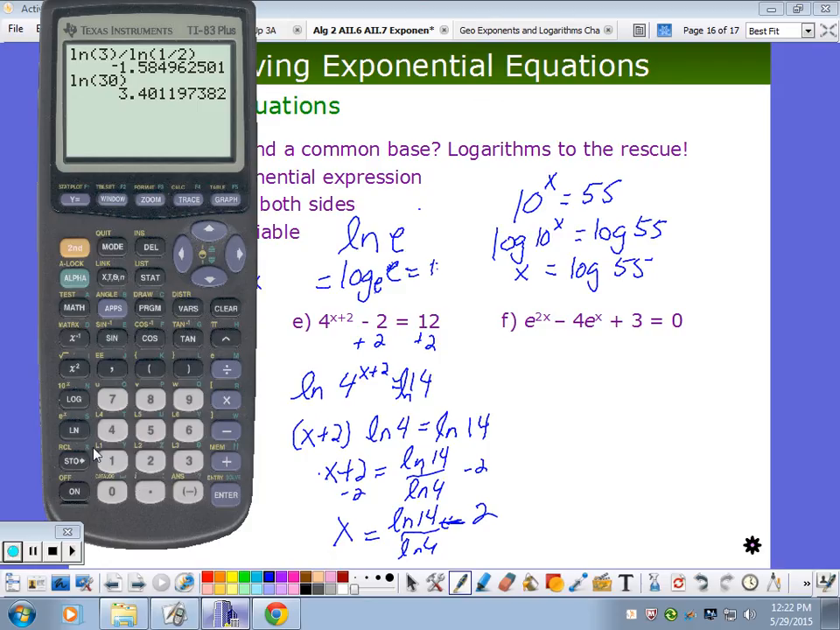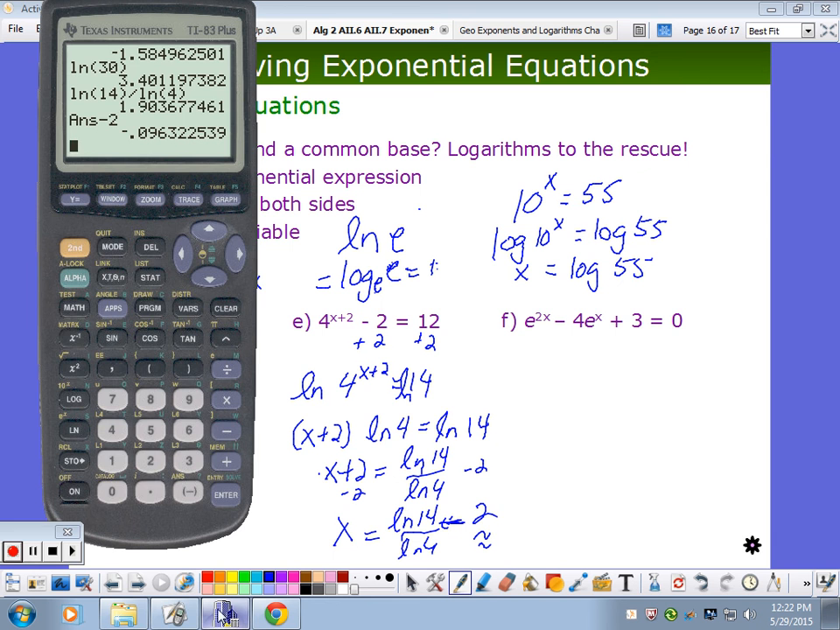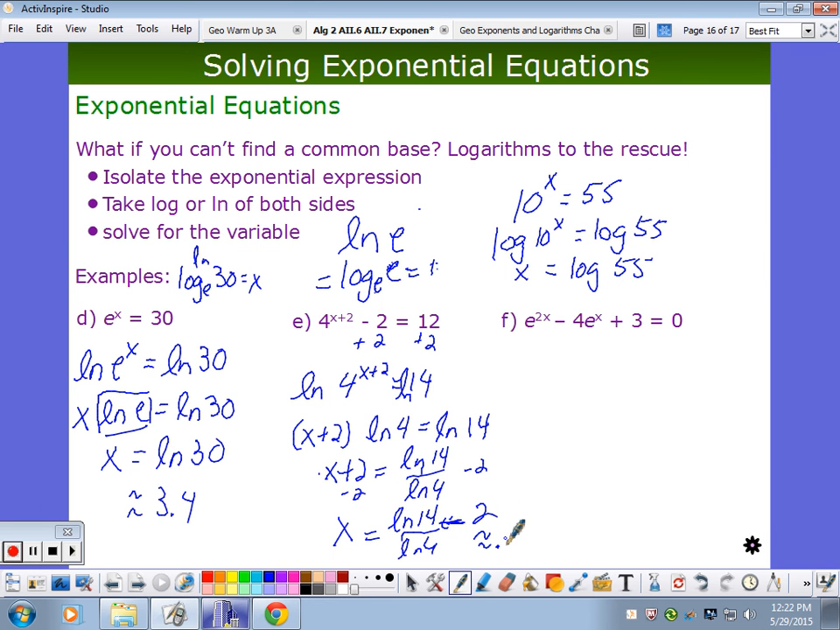And now we've got to do all this stuff here. ln 14, close parentheses, divided by ln 4, I'm going to hit enter. And then I'm going to subtract 2. I'm getting negative, what did I get? 0.0963. Negative, right? Negative, okay. Yes? This is easy peasy.